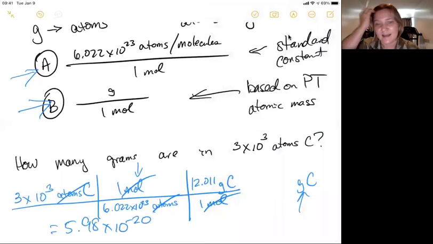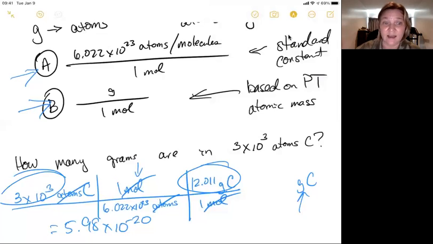Now, does that answer make sense? It sure does, because I've got 3,000 times 12. So let's just round that to 30,000, or that's 3 times 10 to the 4th, and I've got 10 to the 23 down there. So negative 20 makes sense.